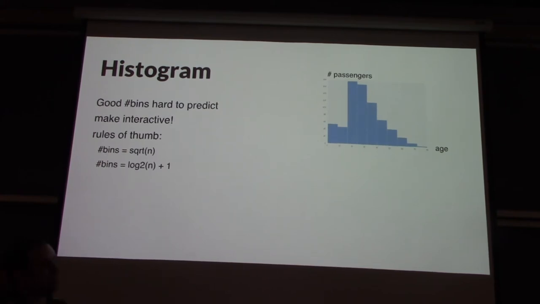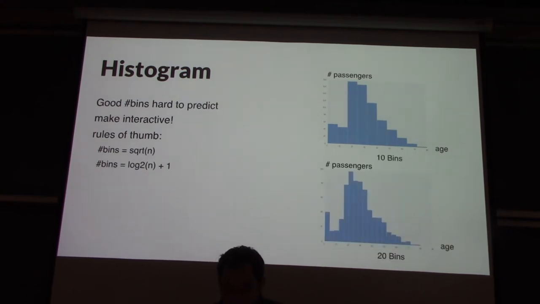The first one is the square root of n, so depending on how many items you have, the square root of that should be your number of bins. Another approach would be the log 2 of n plus 1. So here's two different examples.